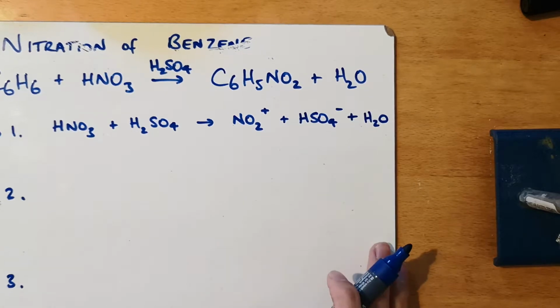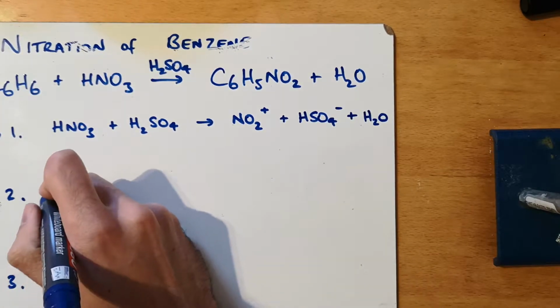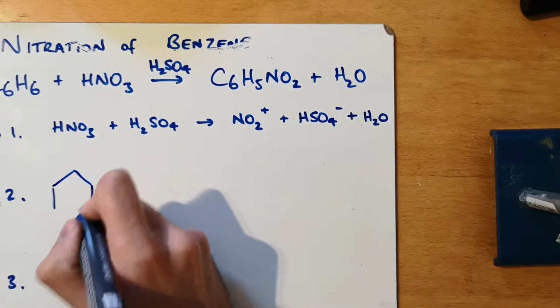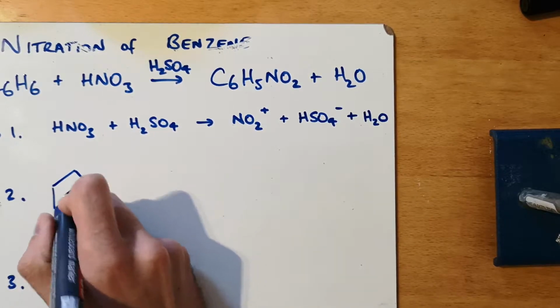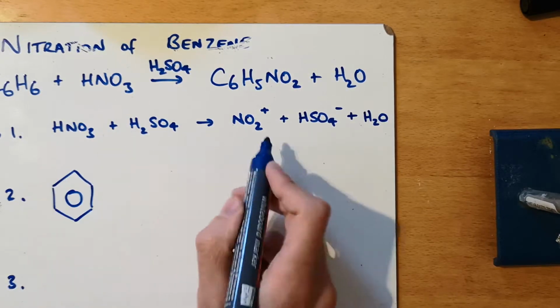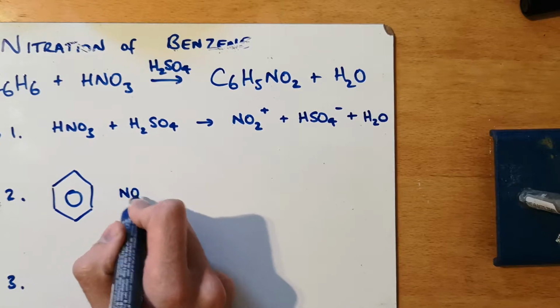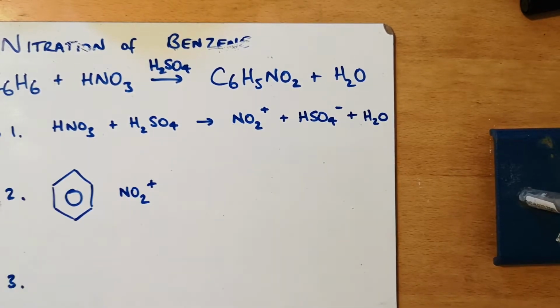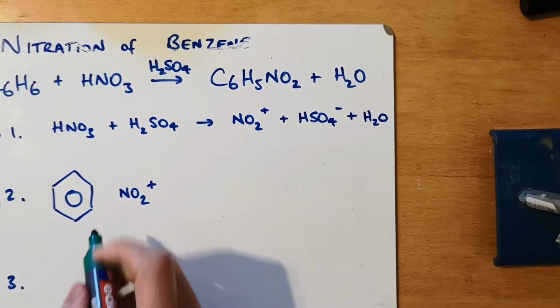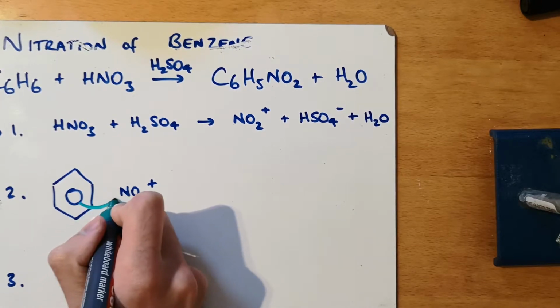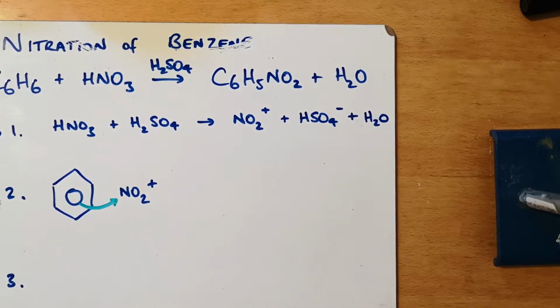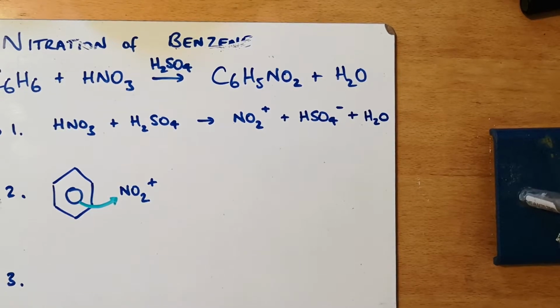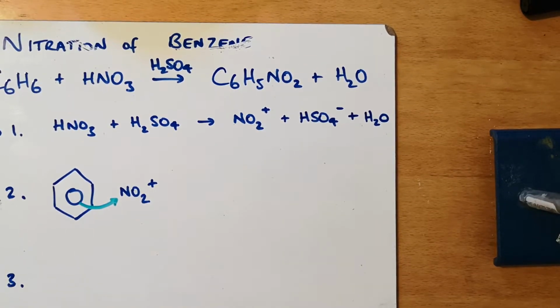Step 2 is our mechanism, and this is going to follow on from the general one we saw earlier. But now our X, we know what it is. It's our NO2+. So the first step is for that electron pair to go to the NO2+. The electron pair comes from those delocalized electrons in the centre.